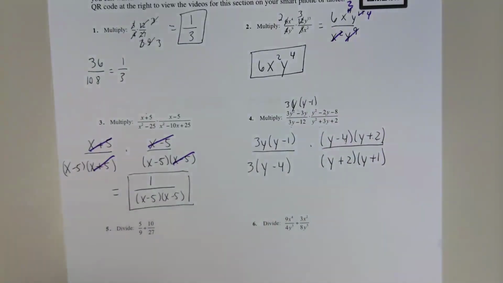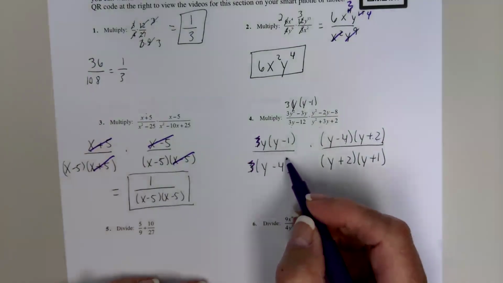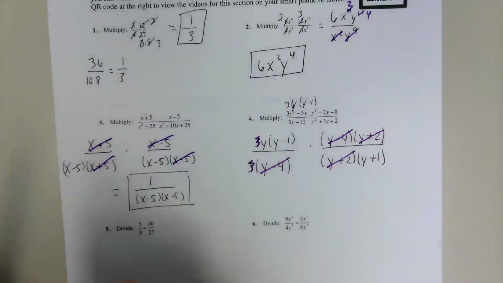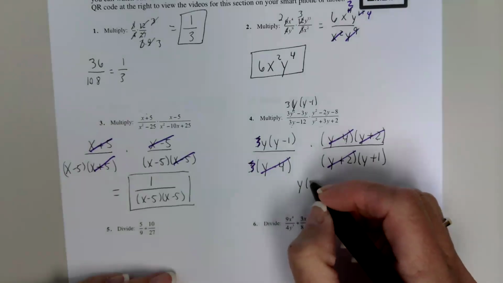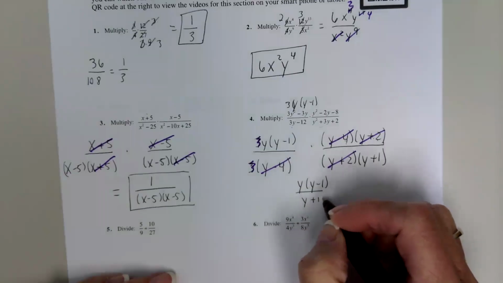So let's see what we can cancel. I can cancel the 3's and the y minus 4's and the y plus 2's. So it looks like I have y times y minus 1 on top and y plus 1 on bottom.